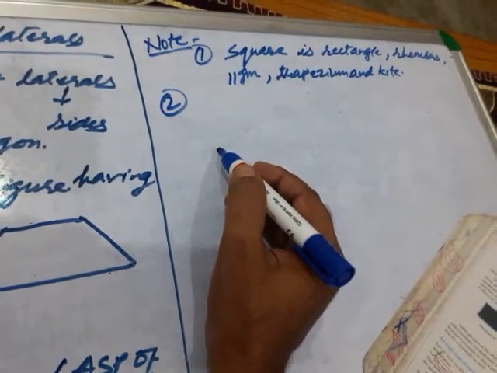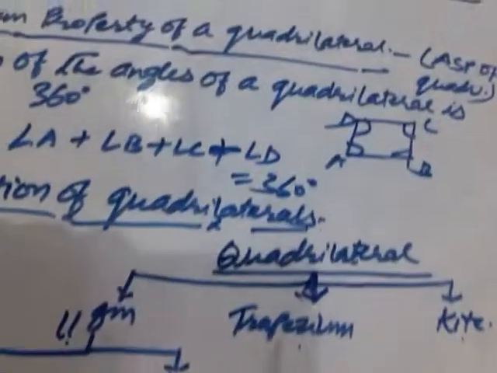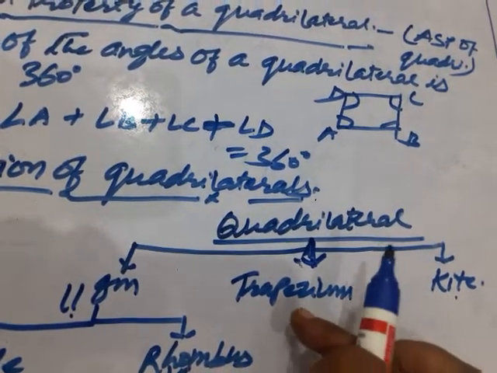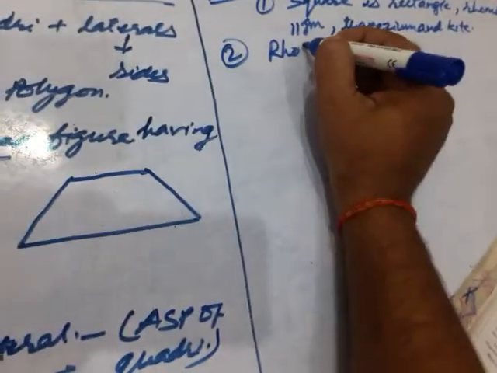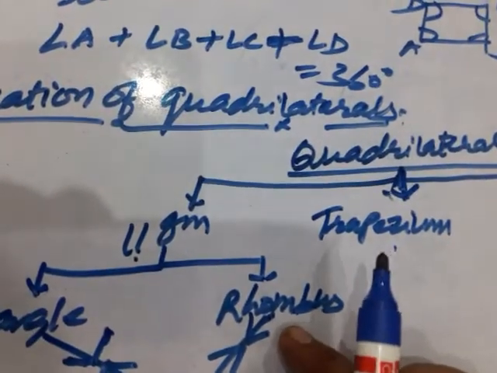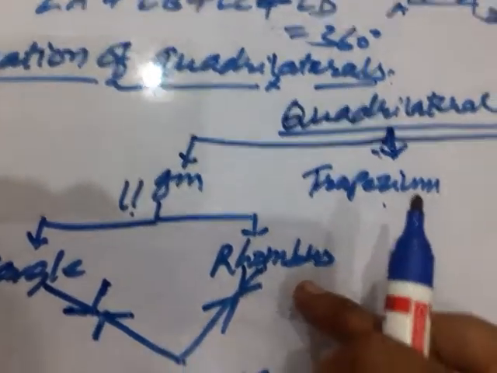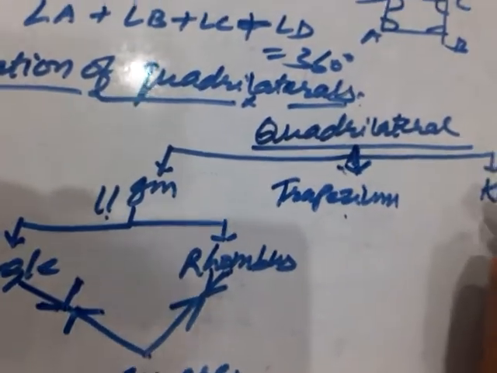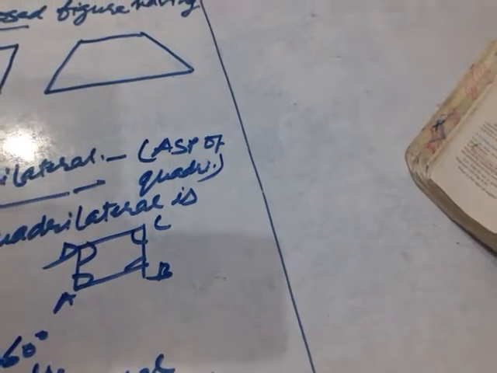What is this? Rhombus is a kite, parallelogram, and trapezium. That is rhombus. See the figure. Rhombus is, see this tree. Rhombus is a kite, trapezium, parallelogram. Clear? See the figure over here. Rhombus is a parallelogram, rhombus is a trapezium, rhombus is a kite. Okay, see, go up, rhombus is a parallelogram, it is a trapezium. Clear? It is a kite. Okay, children. This is a kite also.